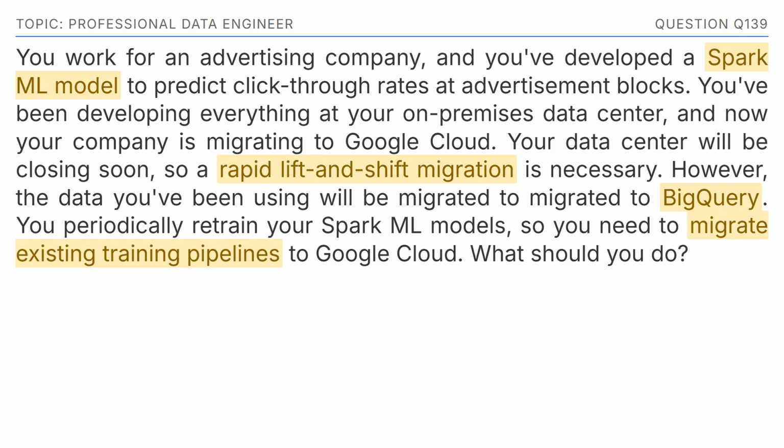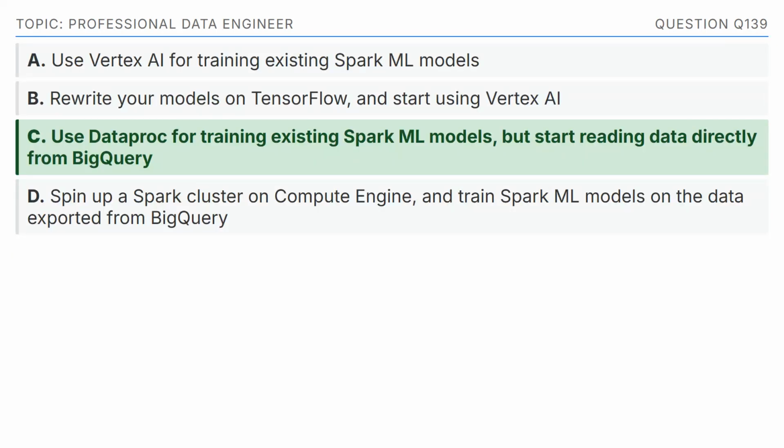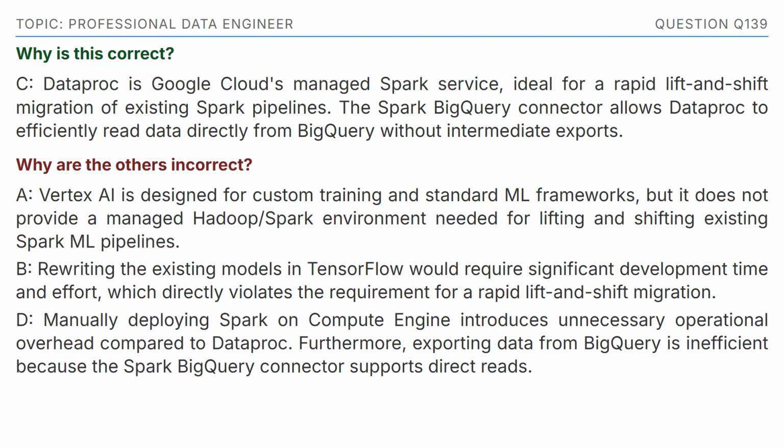To arrive at the correct answer, we focus on the keywords: Spark ML model, rapid lift and shift migration, BigQuery, migrate existing training pipelines. The correct answer is option C, use Dataproc for training existing Spark ML models, but start reading data directly from BigQuery. Why is this correct? C. Dataproc is Google Cloud's managed Spark service, ideal for a rapid lift and shift migration of existing Spark pipelines. The Spark BigQuery connector allows Dataproc to efficiently read data directly from BigQuery without intermediate exports.